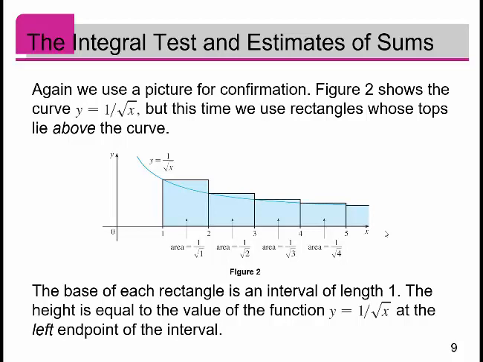Again, we use a picture for confirmation. So figure 2 shows the curve y equals 1 over the square root of x. But this time we use rectangles whose tops lie above the curve. All right, so the base of each rectangle here is an interval of length 1. The height is equal to the value of the function y equals 1 over the square root of x at the left endpoint, so here, here, and here of this interval.